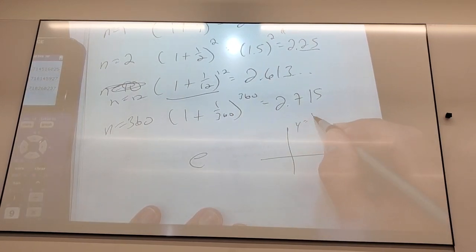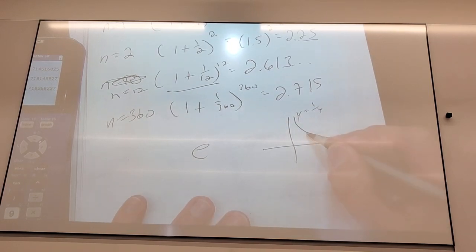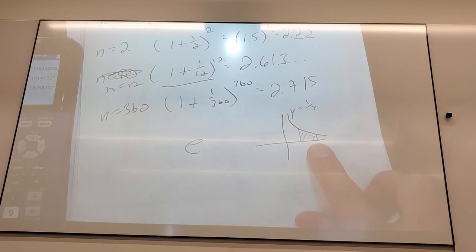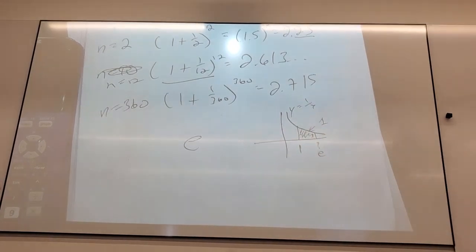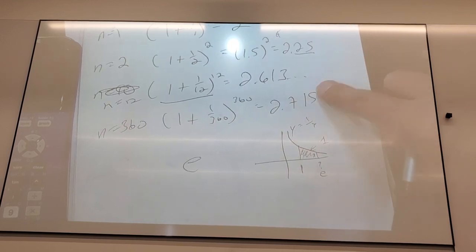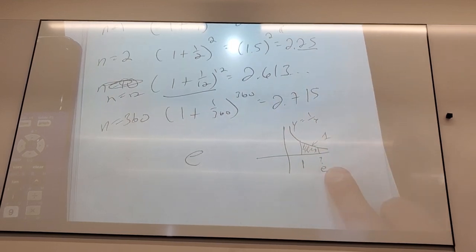If I take the function 1 over x, do you see if I draw lines, I can get an area right there? You guys kind of with me? So if I start at 1, how far up do I have to go until this area is exactly 1? I have to go up to E. I understand if you don't agree with me, that's interesting. But I think it's a little more interesting than this, that number just magically makes that happen.